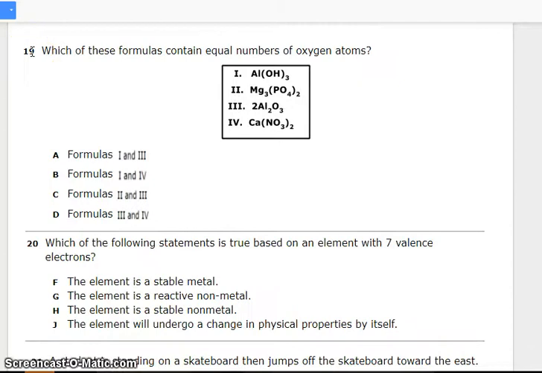Number 19. Which of these formulas contain equal numbers of oxygen atoms? Equal numbers of oxygen atoms. A, Formula 1 and 3. B, Formula 1 and 4. C, Formula 2 and 3. Or D, Formula 3 and 4.